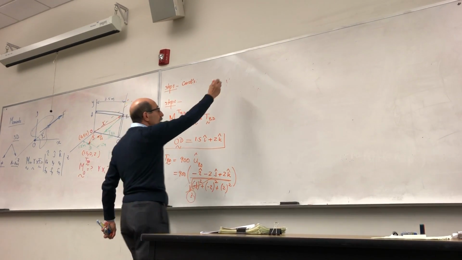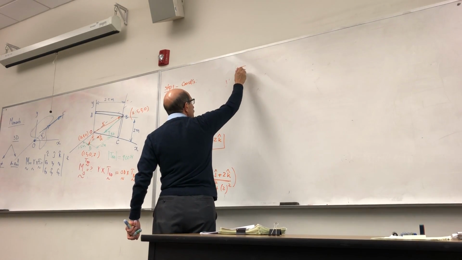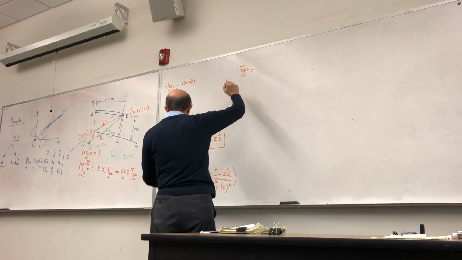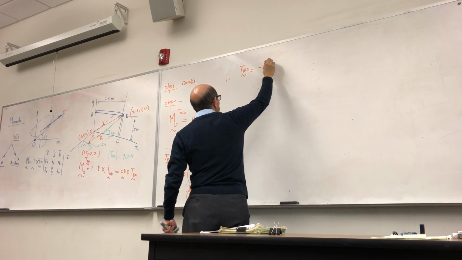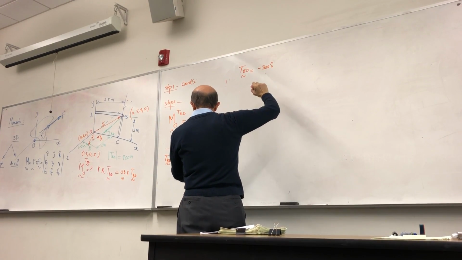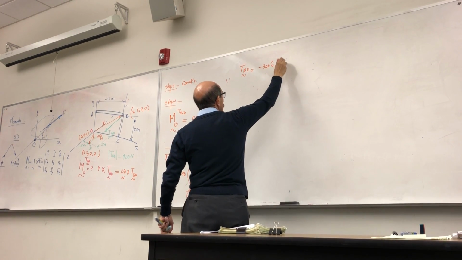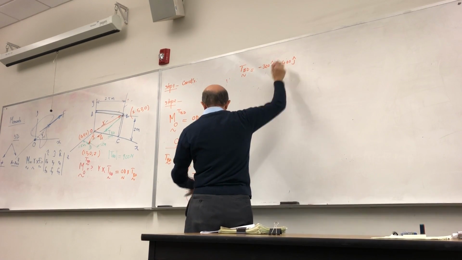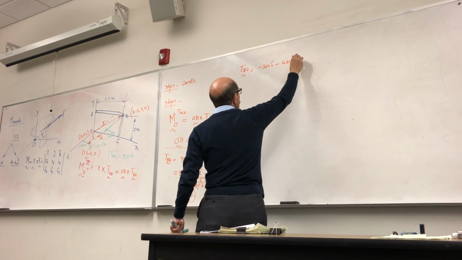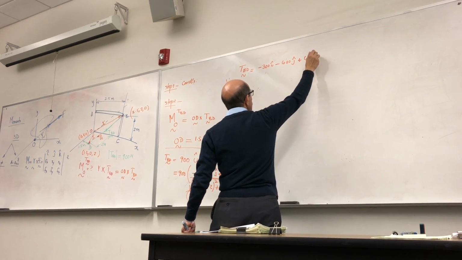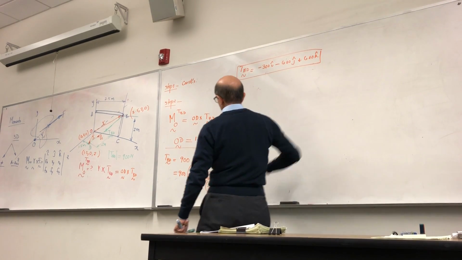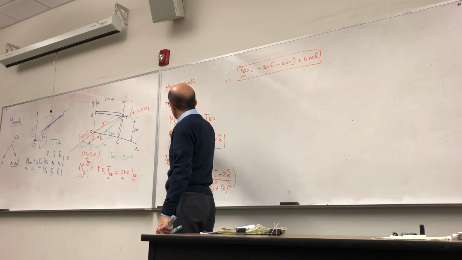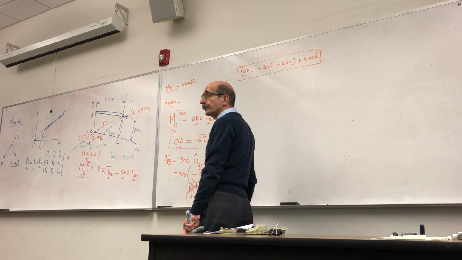So the force BD then will be negative 300 i, negative 600 j, plus 600 k. Okay, so this is the position vector, that is the force.